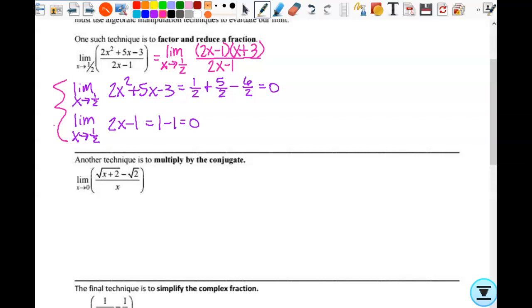Notice I did not drop this yet. Still can't drop this limit notation. So now I'm going to say this equals, I still have the limit as x approaches 1/2 of, well, this is going to cancel out, right? And that's totally fine to do. I still have not evaluated anything because I still have variables. This is of x plus 3.